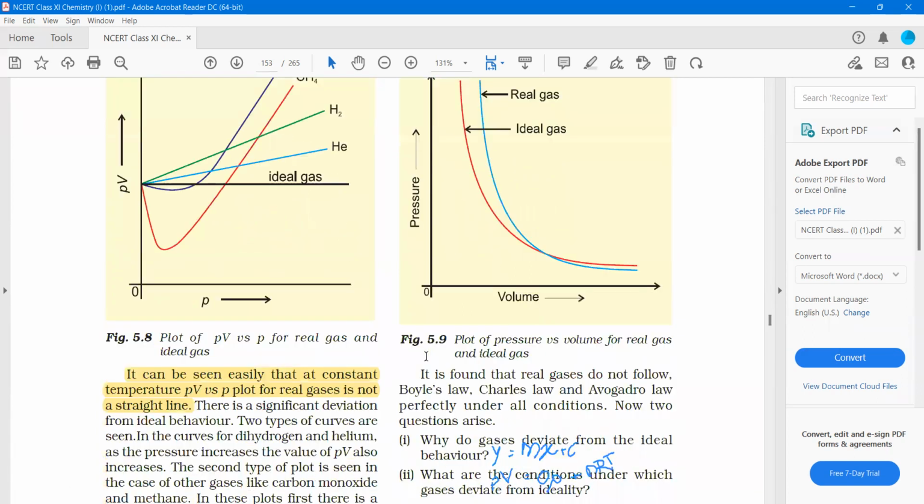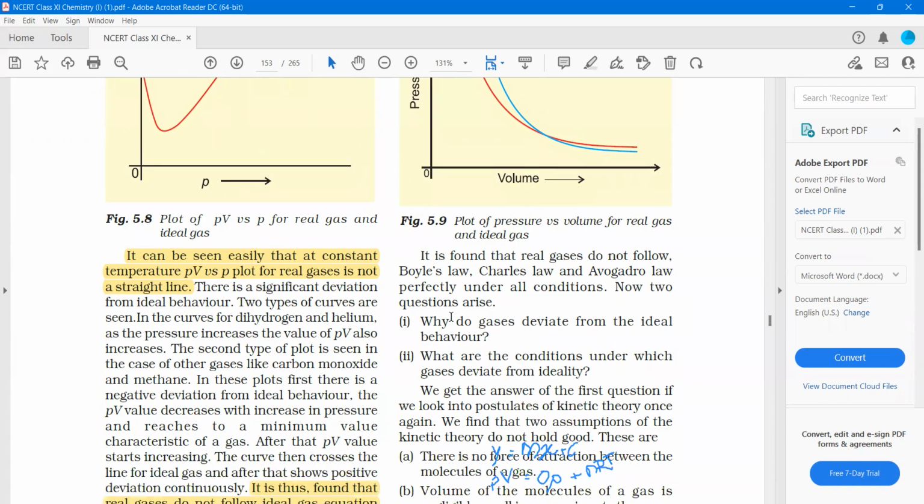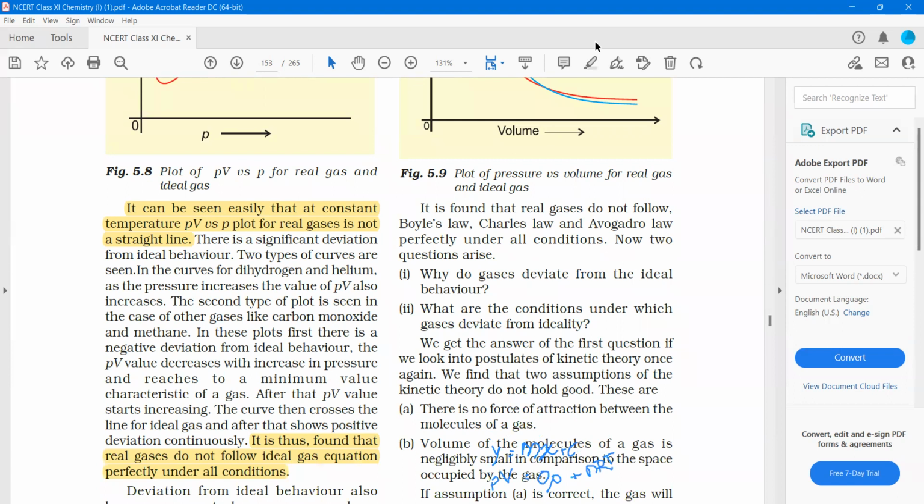So it is found that real gases do not follow Boyle's law, Charles' law, and Avogadro's law perfectly under all the conditions, right? So now two questions arise. Why do gases deviate from the ideal gas behavior? What is inside the gases? We have considered in the ideal gas that there is no intermolecular force of attraction, but there has to be some intermolecular force of attraction in the real sense. And the second question is, what are the conditions under which the gases deviate from ideality?